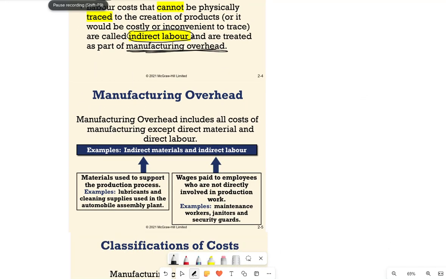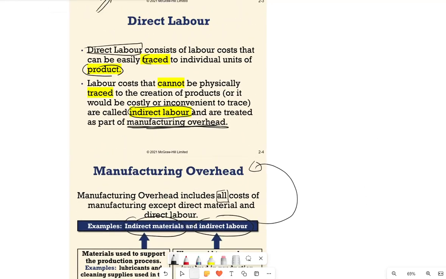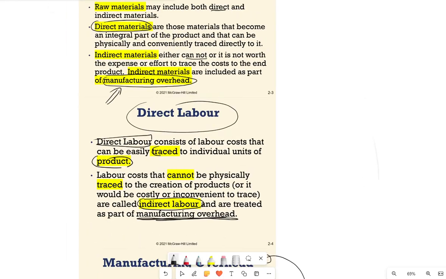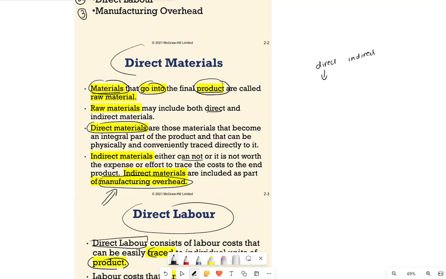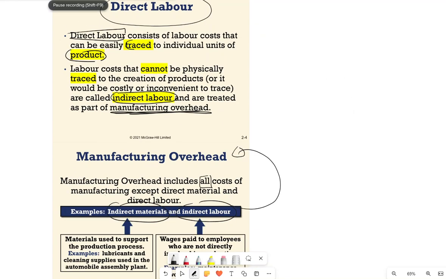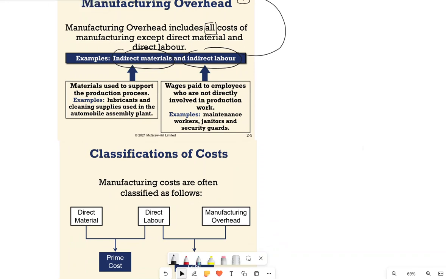Now we're coming to the manufacturing overhead cost. We know that indirect material and indirect labor are part of my manufacturing overhead, and also manufacturing overhead includes all costs of manufacturing except any direct labor or direct material. So direct labor has its own account, direct material has its own account. If we cannot fit it into direct material, then it will be my manufacturing overhead.